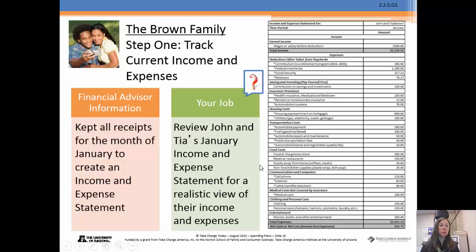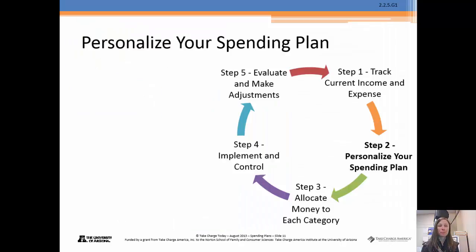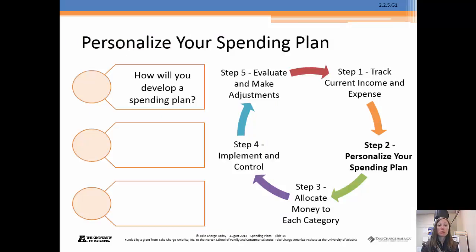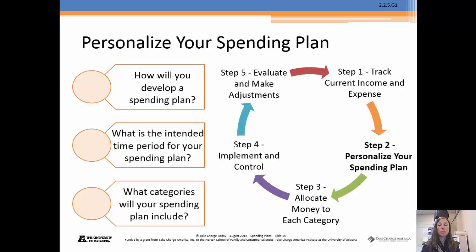So what you need to do is just review January's income and expense statement to get a better idea of their income and expenses. What are they spending their money on? How much are they spending? It'll give you a better understanding of their situation right now. Step 2 is to personalize the spending plan. So how will you develop a spending plan? What's your intended time period? And what categories will your spending plan include?